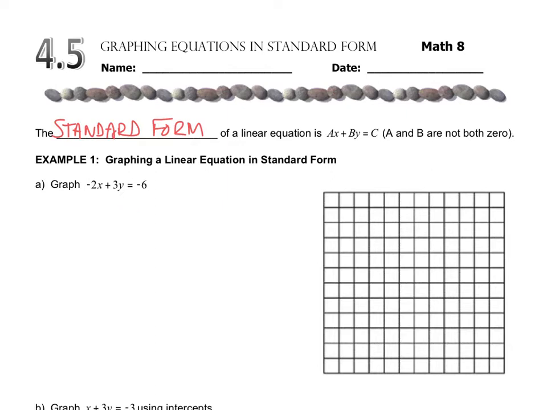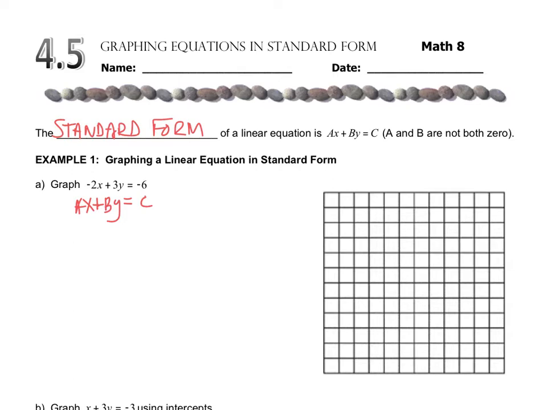Well, think about it. Is this in standard form? Well, yes, because if I was to write ax plus by equals c right below it, I think it's pretty clear to see that the a would be negative 2, the number in front of the x. The b would be the 3 right in front of the y, equals the c, which is just a number. So this would be in standard form.